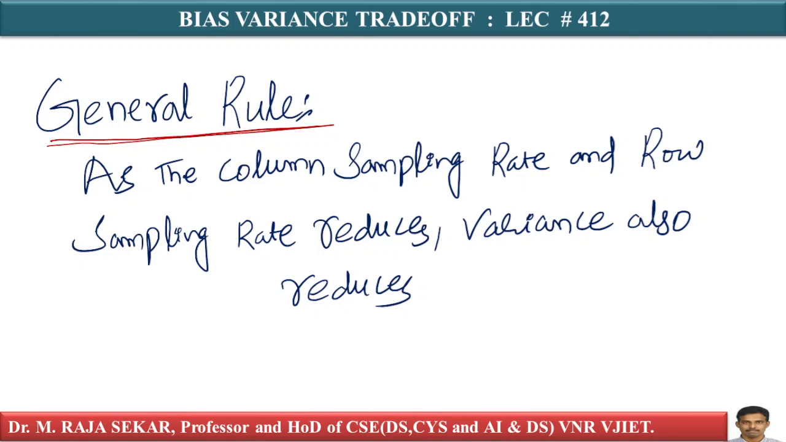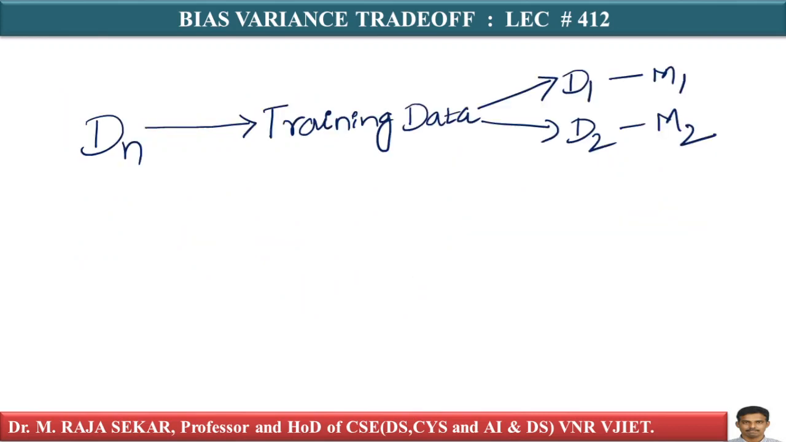But oftentimes what people do is fix these values, row sampling RS and column sampling CS. They fix RS and CS, and increase the number of models: M1, M2, M3, and so on, up to MK. And of course, you must always keep one data set away.